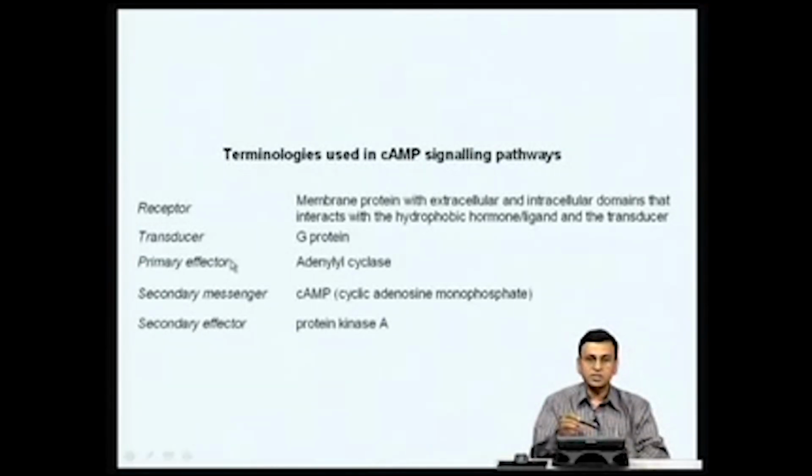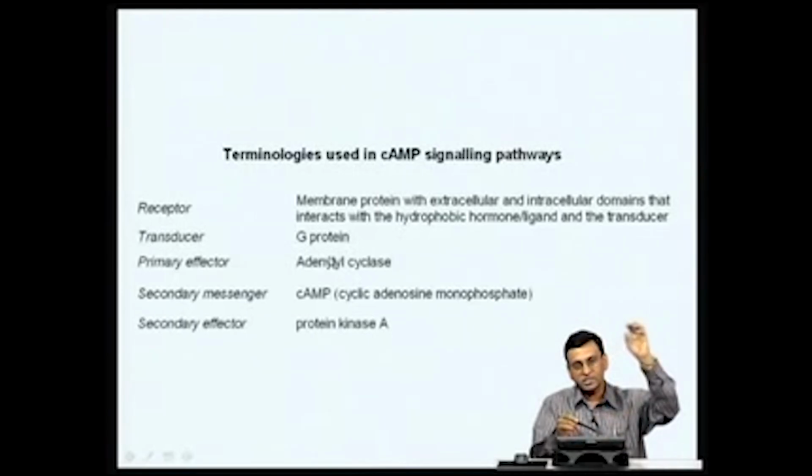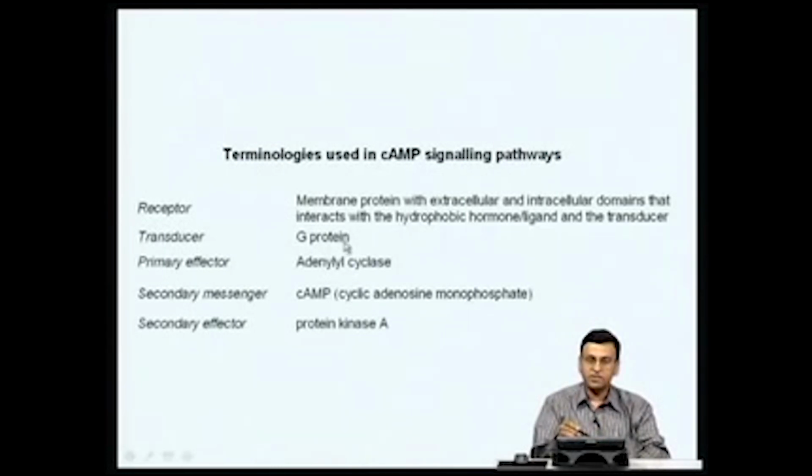The transducer is actually the G protein here. Once the ligand binds to the receptor, it then interacts with the G protein, and it is the G protein which transmits the signal further, and therefore this is the transducer for that particular receptor.